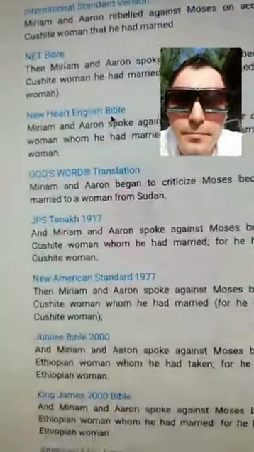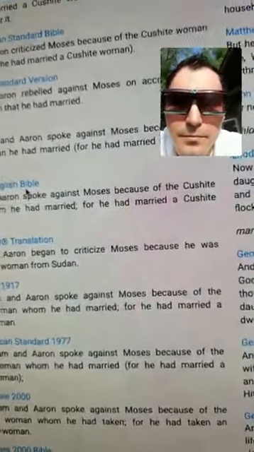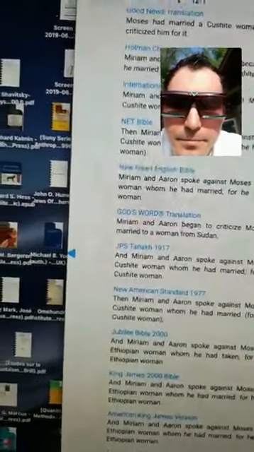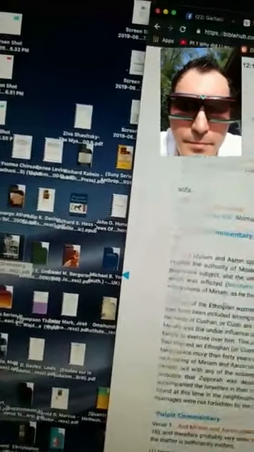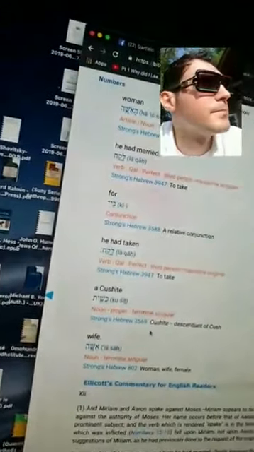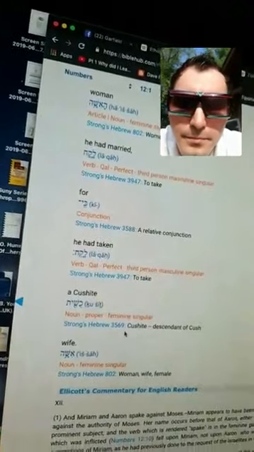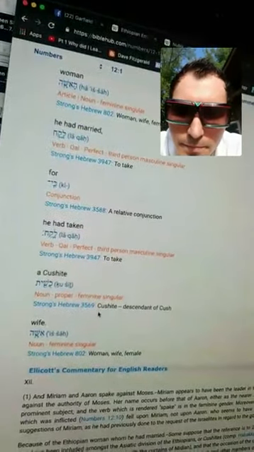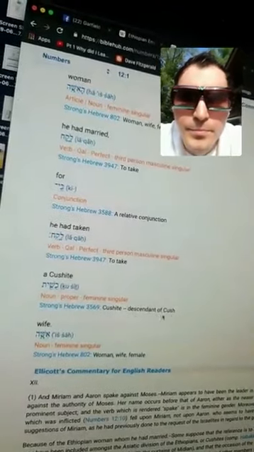The JPS Tanakh reads, "And Miriam and Aaron spoke against Moses because of the Cushite woman he had married, for he had married a woman, a Cushite." Now look at this. When I come down, hold on, I'm trying to see if I could find a translation. See right here? It's 3569. It never said Ethiopia. Ethiopia is not in the original text. It's the descendant of Cush.